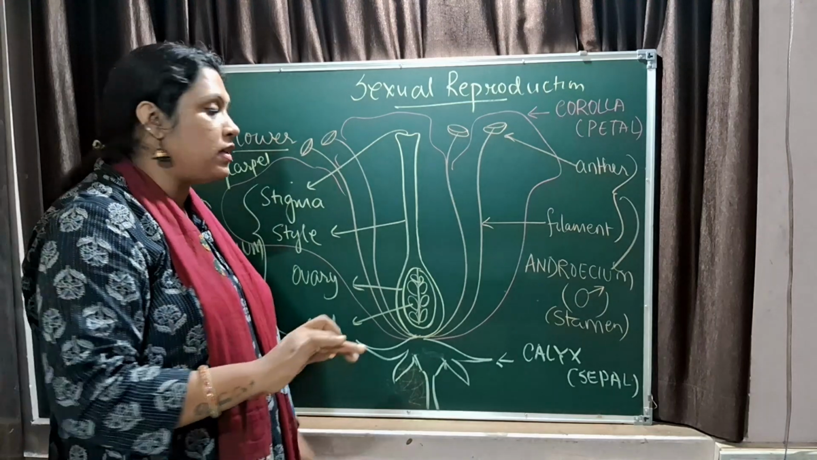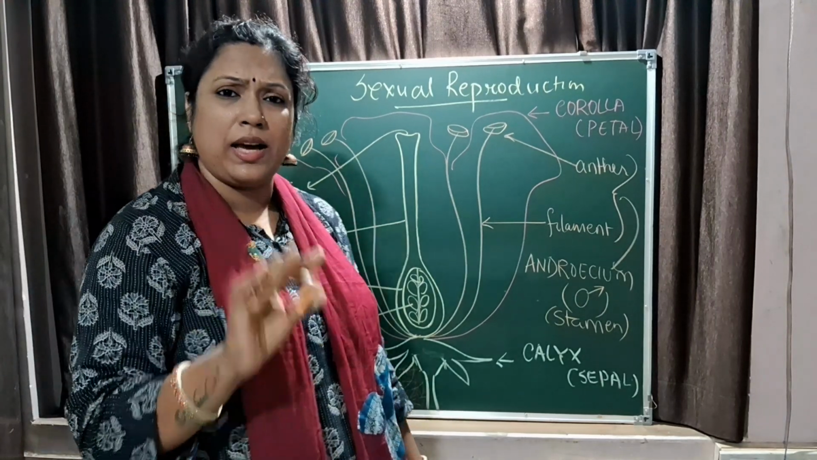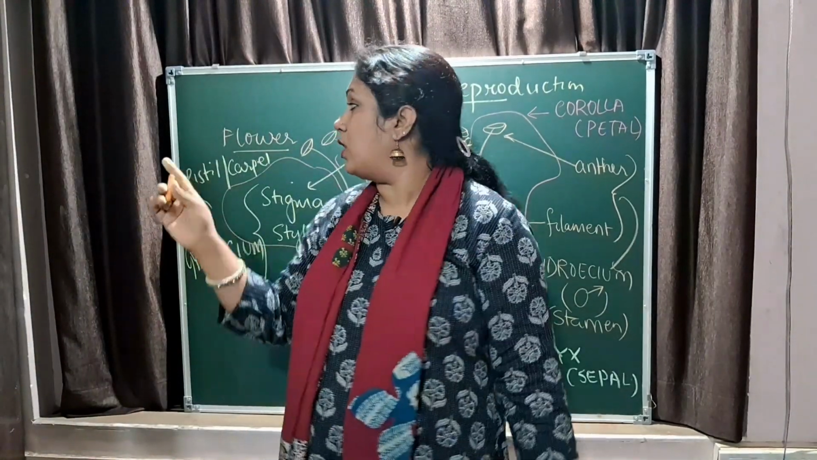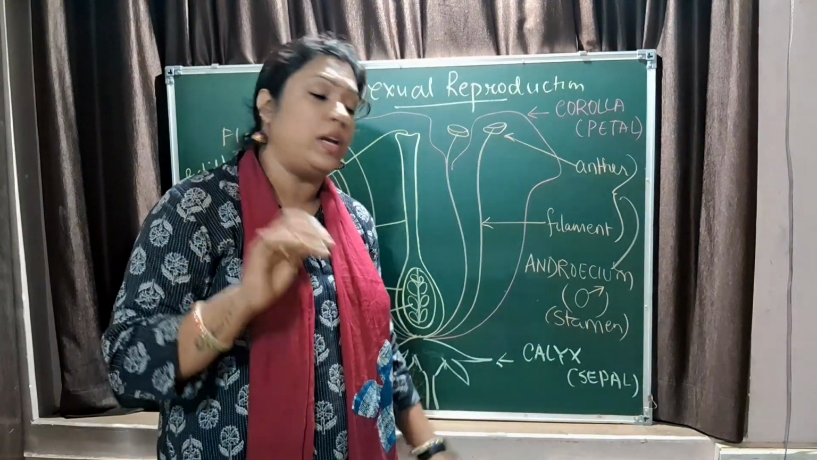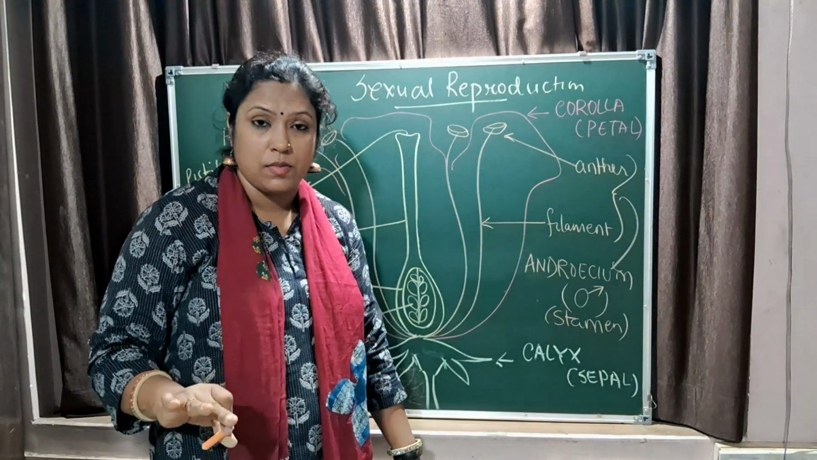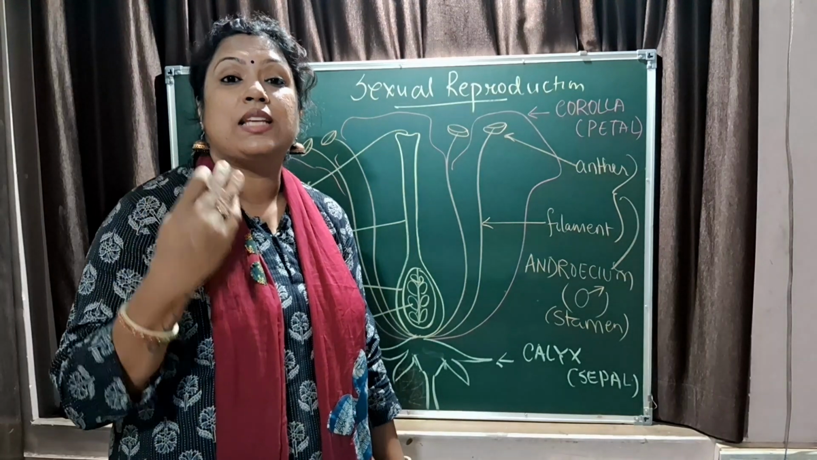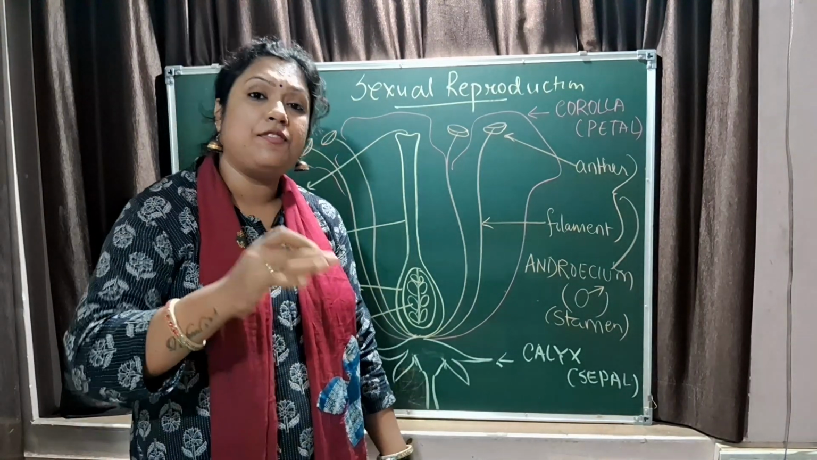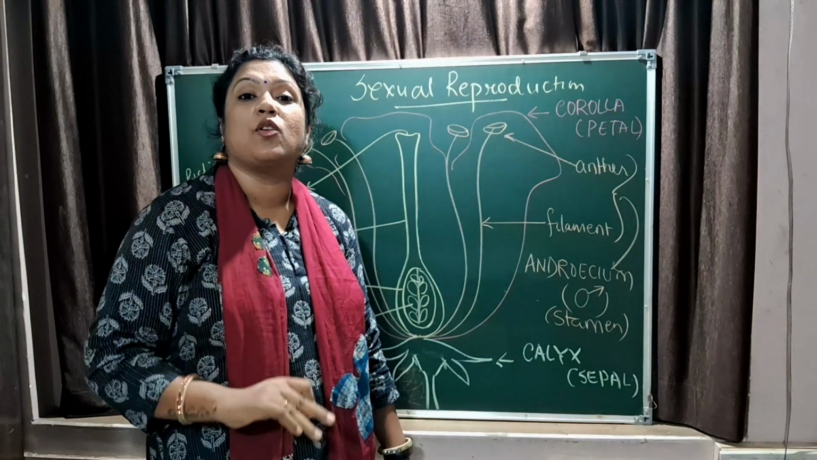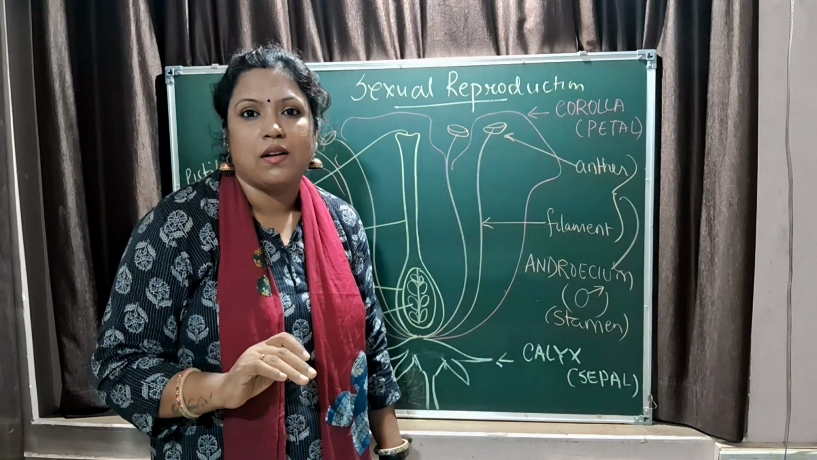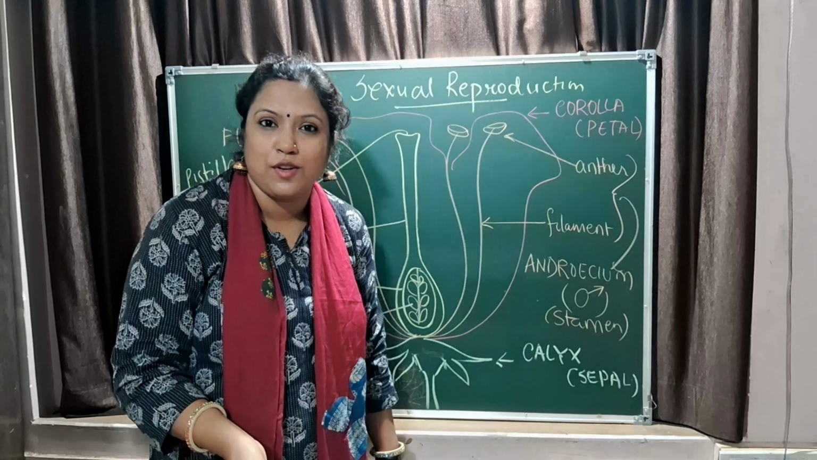There are flowers in which androecium is missing, only gynoecium is present. That is called a pistillate flower. If the flower contains only androecium and no gynoecium, it is called the staminate flower. If a flower does not have androecium and gynoecium, it is called a neuter flower. Now you must be wondering, what is the need of a neuter flower?